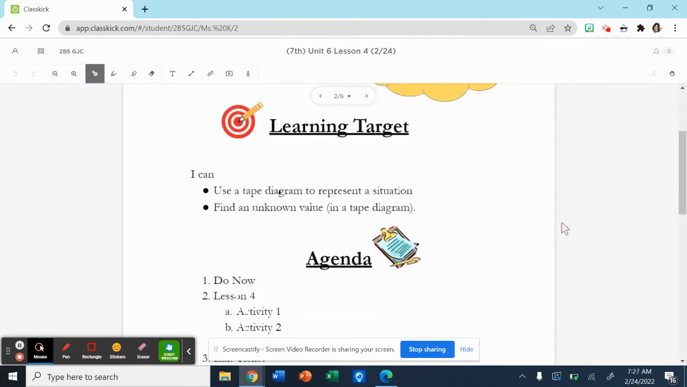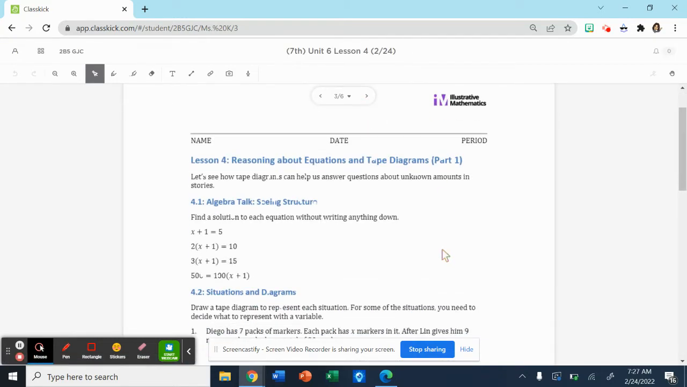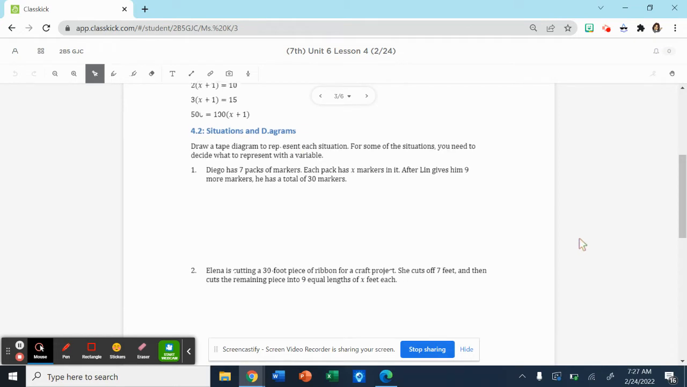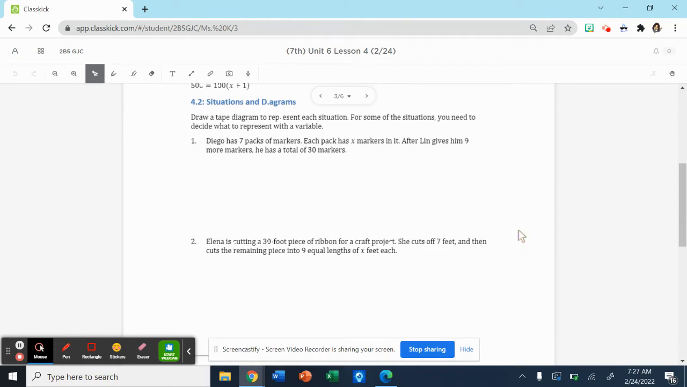Today's learning target is: I can use a tape diagram to represent a situation, and I can find an unknown value in a tape diagram. In this video, and for the makeup work, we're going to focus on activity 4.2 and eventually activity 4.3. So meet me on slide 3 of Classkick. Slide 3 of Classkick says draw a tape diagram to represent each situation. For some of the situations, you need to decide what to represent with a variable.